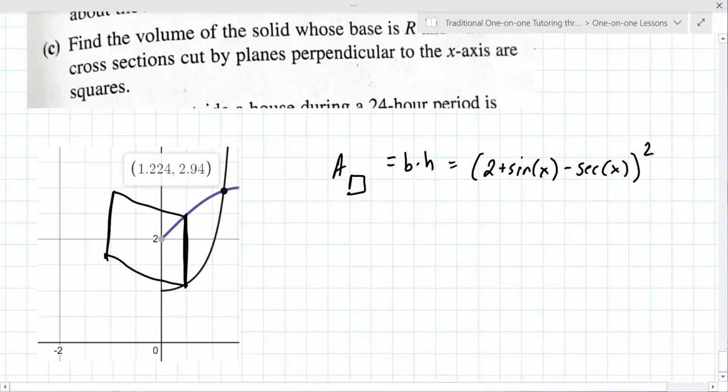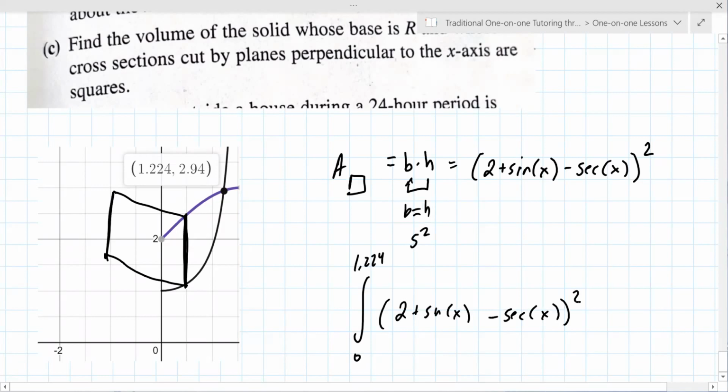Why do you square it? Because they're the same. Oh, I see. Base equals height, so it's side squared. So you have the integral from 0 to 1.224 again of the area, 2 plus sine x minus secant x, squared. And you can't find that 1.224 unless you graph it, right? Yeah, that's the only way. This is not a by-hand thing. And then just whatever that gives you. Yes. Okay.